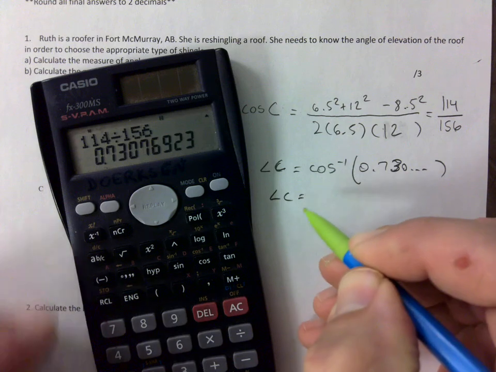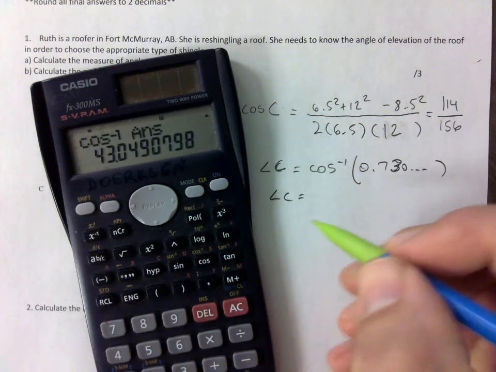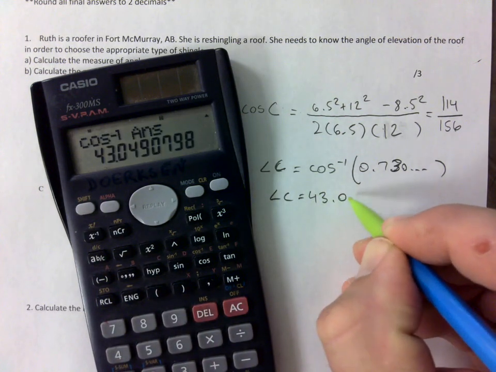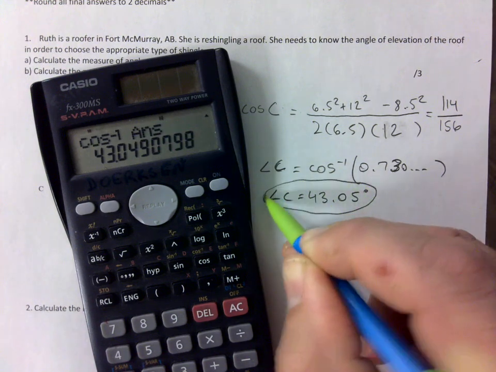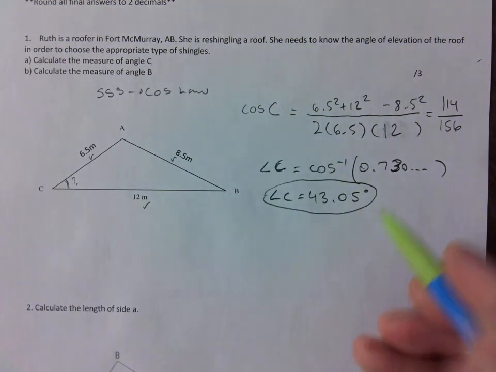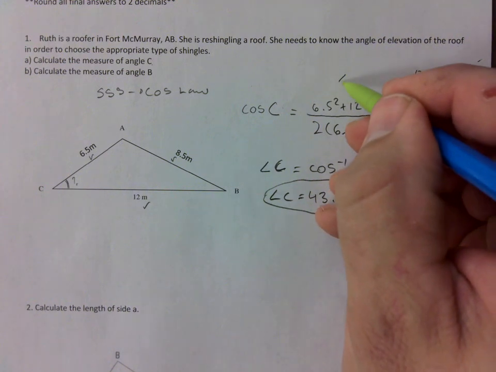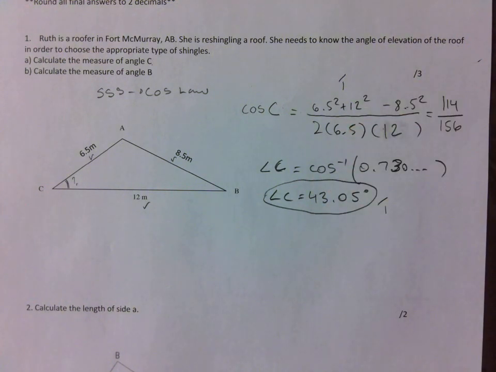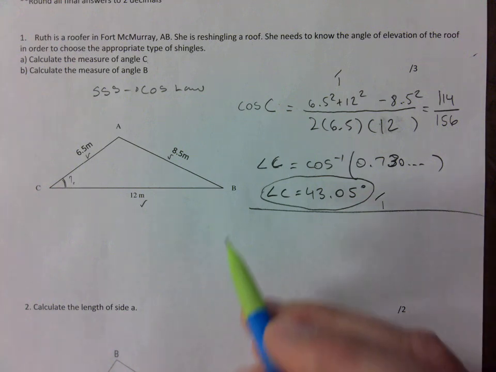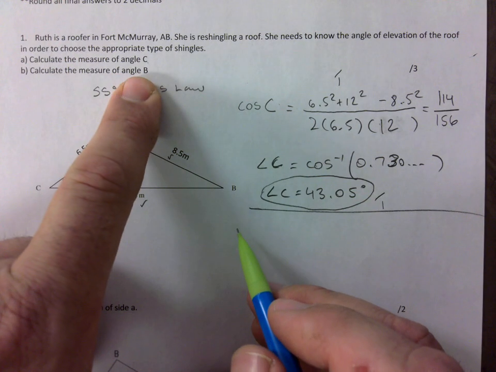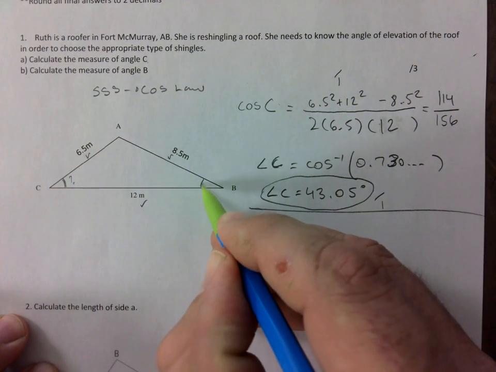So angle C, I go shift cosine equals, is 43.05, right? So you get another mark for the correct final answer. You get a mark for the correct setup, okay? We're going to close that off there. It says calculate the measure of angle B. So that's this one here.